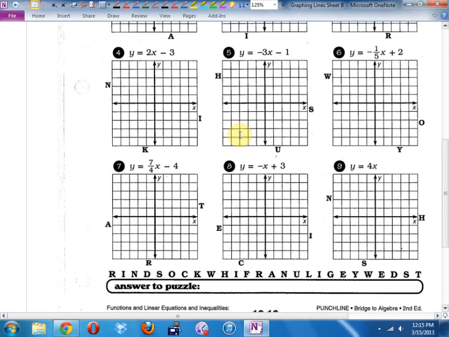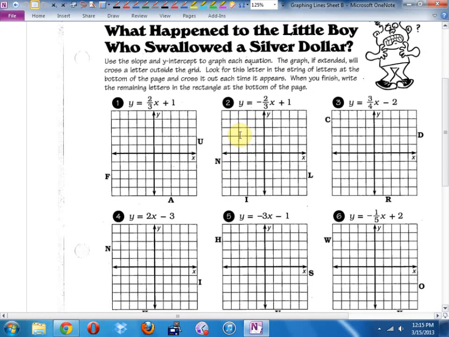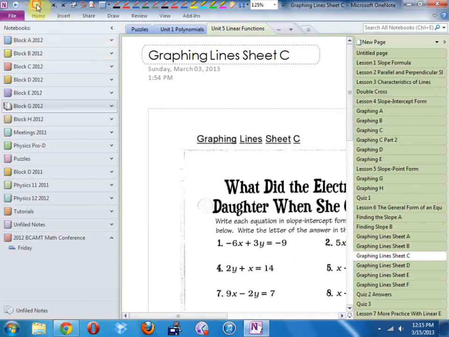These are all in slope-intercept form. Again, should ideally take you less than 5 minutes. If this becomes boring and quick, then I've done my job. I almost want you to reach the point, Brendan, where graphing a line in slope-intercept form is in your sleep, just like signing your name, like you can do it without thinking. Then I've done my job. Oh, and you can find out what happened to the little boy who swallowed a silver dollar, which I know you're dying to know. Take a look at sheet C.